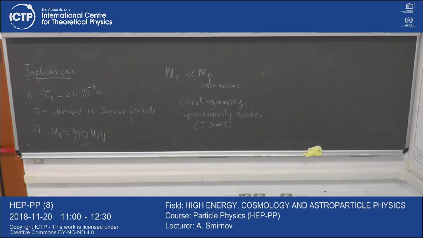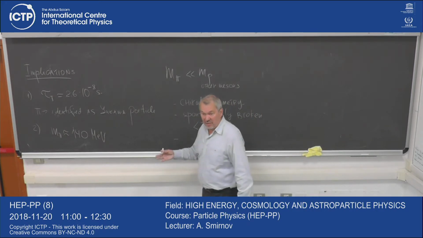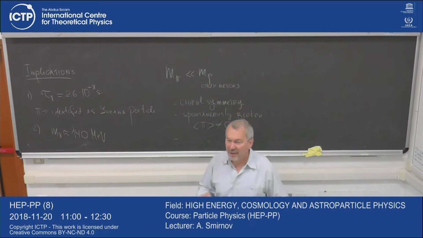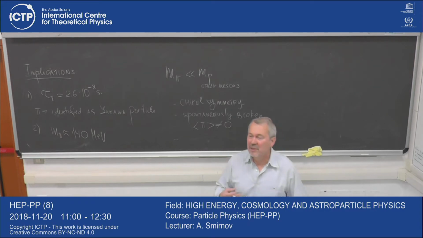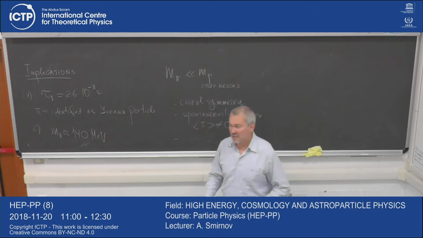According to Goldstone theorem, once you have spontaneous symmetry breaking, global symmetry breaking, you have appearance of massless states. And so pions have been identified as Goldstone bosons of this spontaneous breaking of chiral symmetry. So this is the reason why their masses are, in the first approximation, zero. But non-zero masses appear as the result of explicit breaking of this chiral symmetry. And this explicit breaking, as we now know, is related to the masses of light quarks.